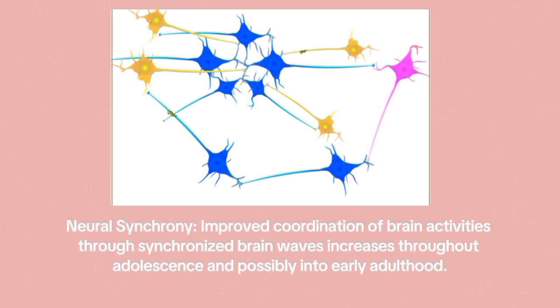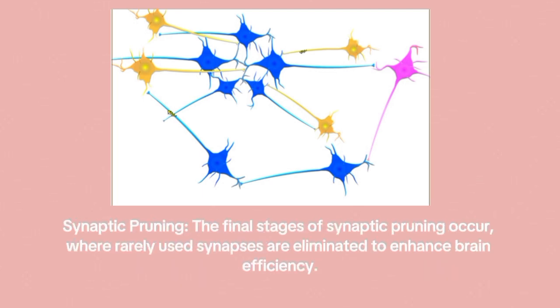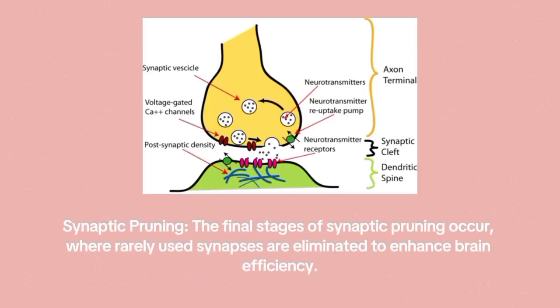Neural synchrony. Improved coordination of brain activities through synchronized brain waves increases throughout adolescence and possibly into early adulthood. Synaptic pruning. The final stages of synaptic pruning occur, where rarely used synapses are eliminated to enhance brain efficiency.